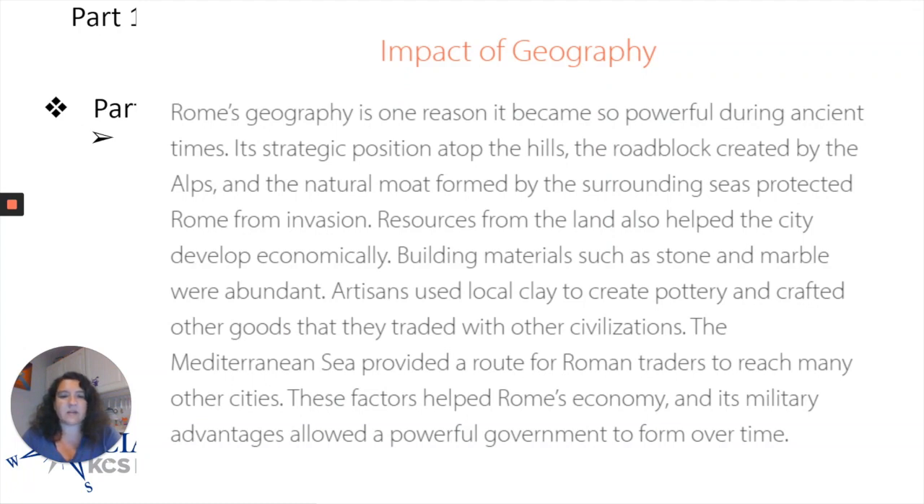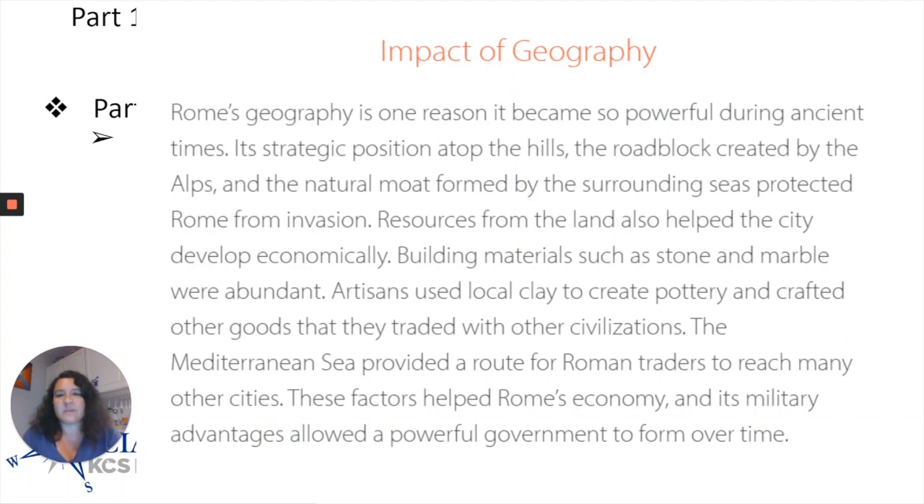Resources from the land also helped the city develop economically. Building materials such as stone and marble were abundant. Artisans used local clay to create pottery and crafted other goods that they traded with other civilizations. The Mediterranean Sea provided a route for Roman traders to reach many other cities. These factors helped Rome's economy, and its military advantages allowed a powerful government to form over time.